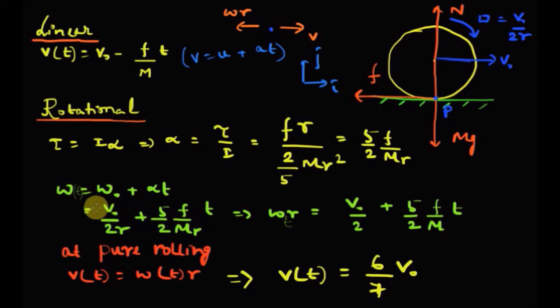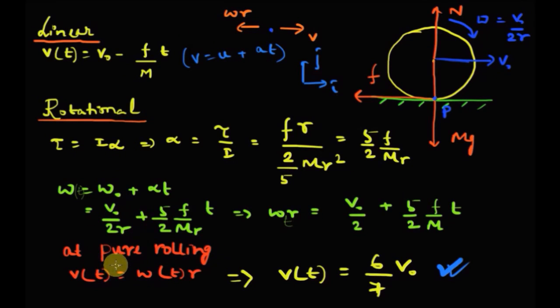Okay. Now, what will be the velocity of this point P because of rotational motion? It will be omega t into r in the backward direction. So if we multiply this by r, we will get omega t r is equal to v naught by 2 plus 5 by 2 into f by m into t.